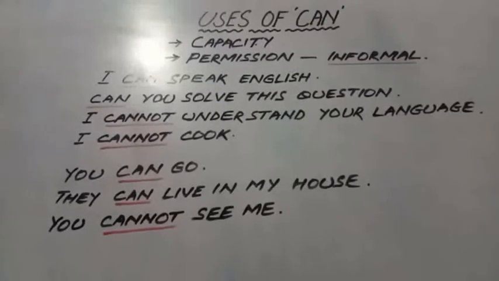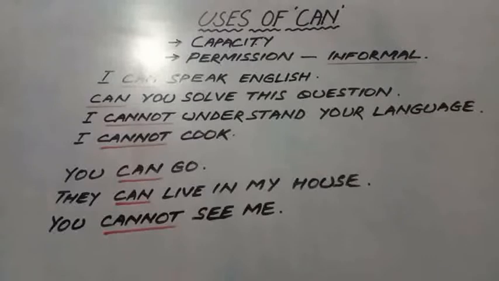Now the next modal verb is can, and can is used in two ways. One, to denote capacity or ability, and two, permission, and permission in an informal manner.